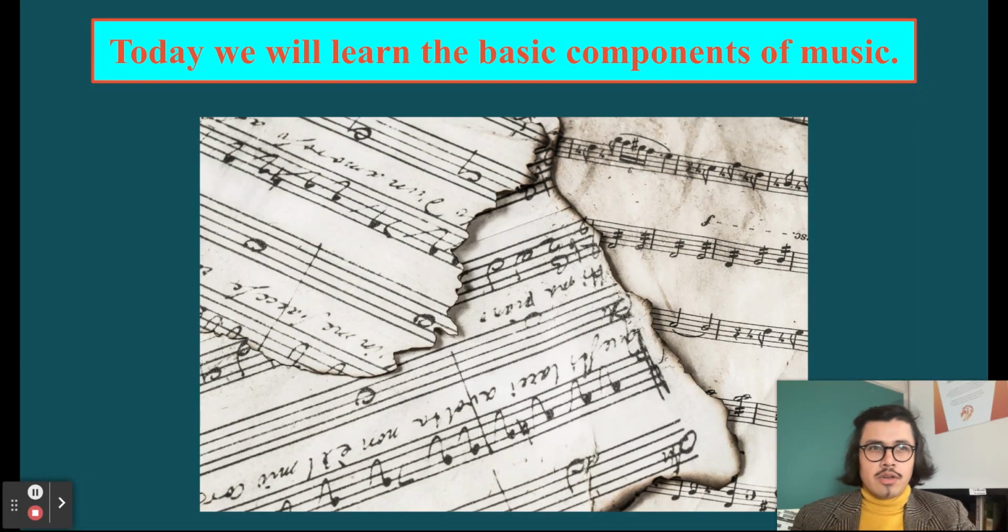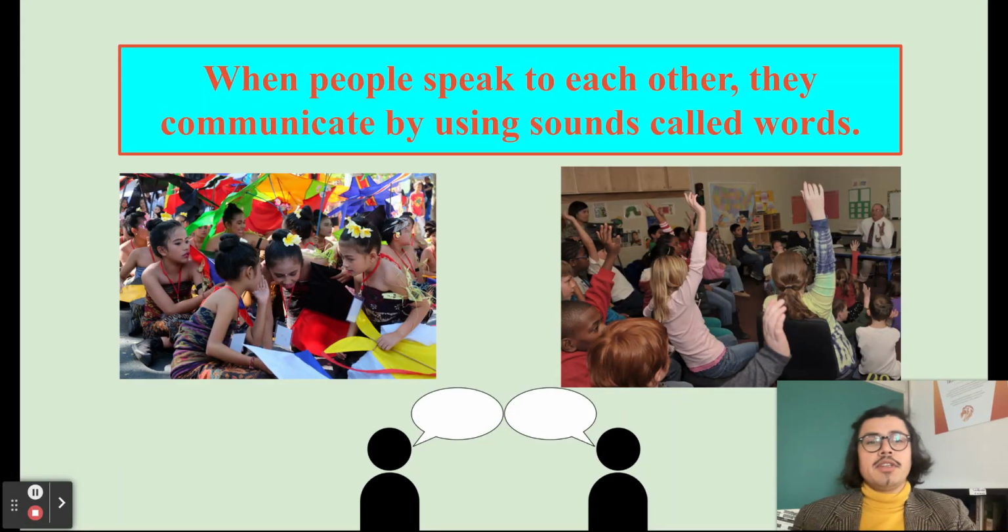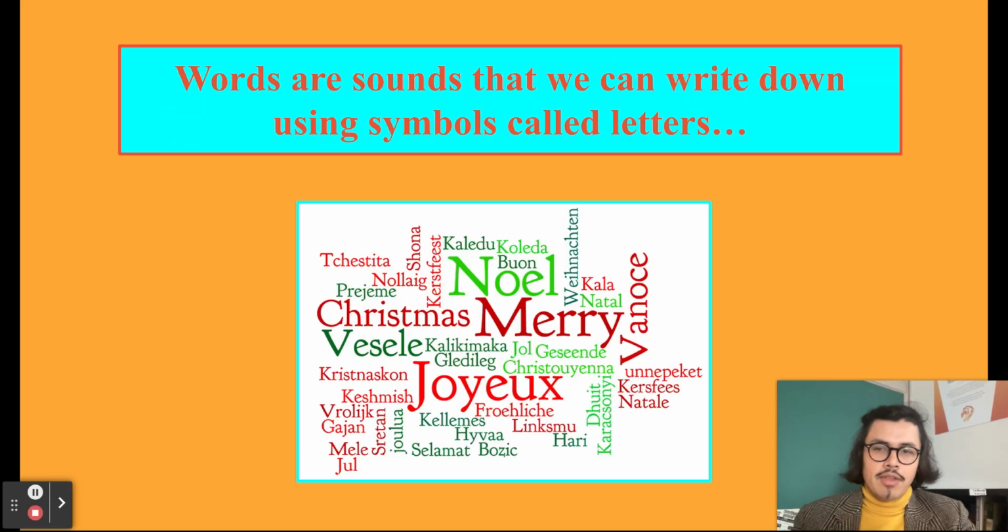Before you even start reading music, you've got to know what makes up the material of reading music. When people speak to each other, they communicate by using words, right? And these words are sounds. So we use sounds that we call words. Okay, that's not a mystery. We all know about that.